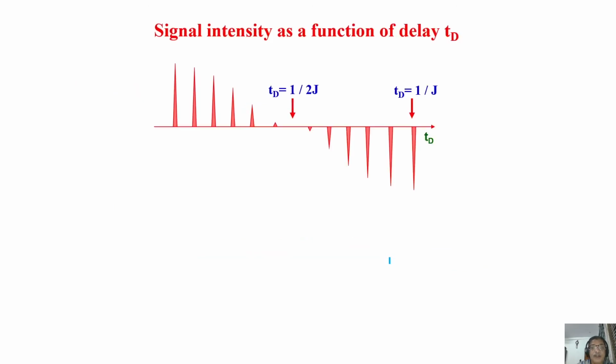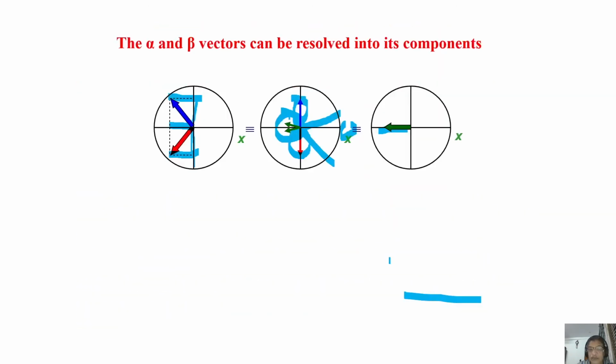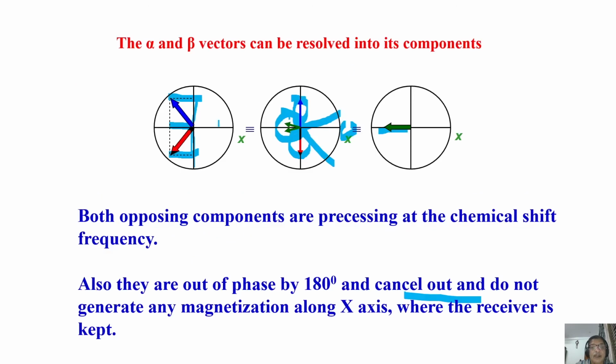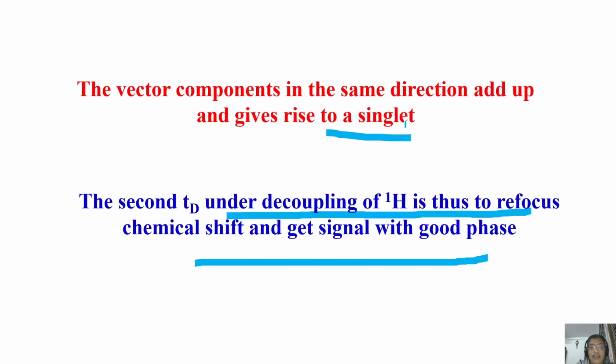What it means is, now for the second one, you give some time delay here. Without giving a delay, if you start decoupling, they are all in different phases. So what you have to do is give another time delay so that all of them completely get refocused here. That is what you do. Give a time delay so that all the spin vectors get refocused and chemical shifts get refocused. Then there is no phase distortion. You are going to get a signal with a good phase. That's what is to be done.